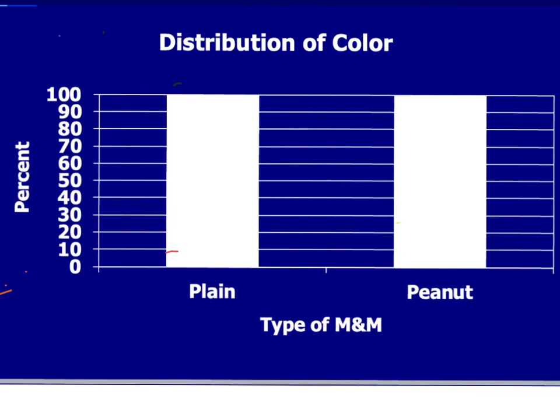So I'm going to draw this line. I'm going to color in my 9% for the plain. And for the peanut, it's 12, so slightly over the 10. And then we'll color that in.